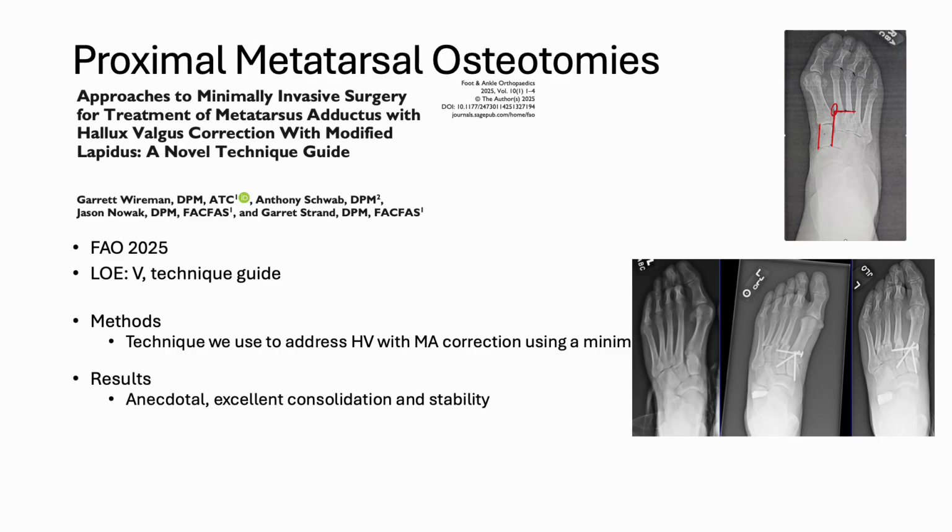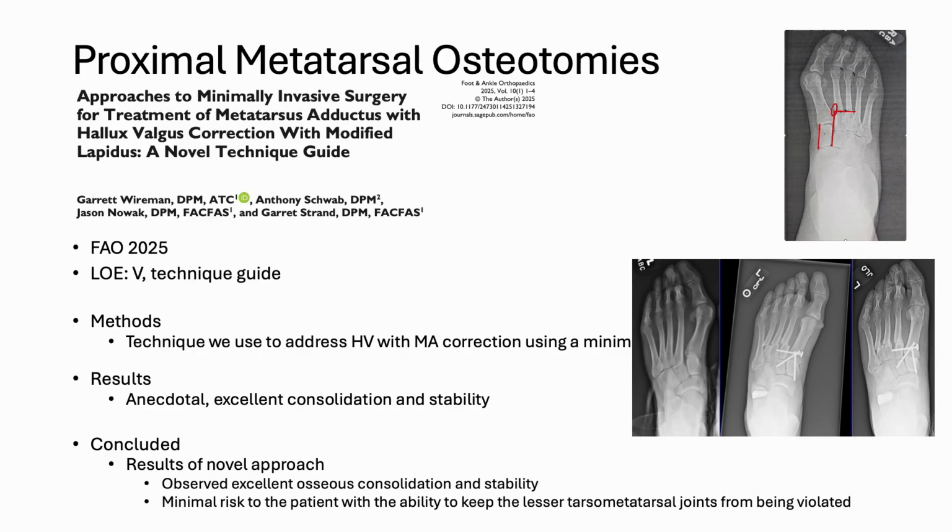They found anecdotal, but they found excellent consolidation and stability. So they found that they get good correction of metatarsus adductus. They all healed well. And they found that they had good stability and their foot did not collapse or get a rocker bottom, and they didn't get a bunch of non-unions from this type of procedure. They concluded that it's a result of a novel approach, but they observed excellent osseous consolidation and stability. They found minimal risk to patients with the ability to keep the lesser tarsometatarsal joints from being violated. So maybe you won't get a non-union of those joints. Maybe you don't have to take a bunch of bone from that area and then hopefully pray that heals.